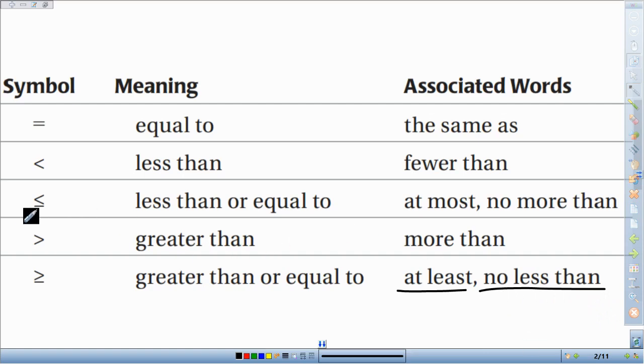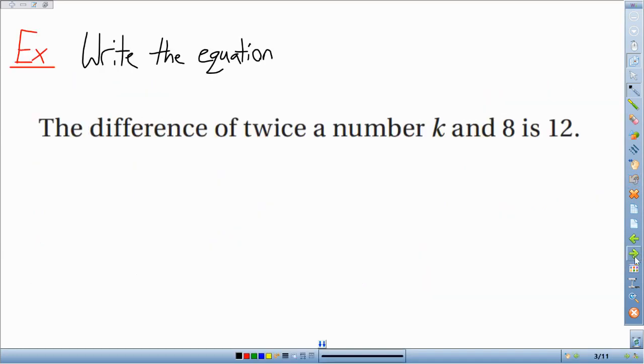Really, those two, less than or equal to and greater than or equal to, when it comes to the associated words, those are kind of the weird ones. So we might need to flip back and remind ourselves when we see these word problems. Okay, so let's go ahead and try one out. So we're going to do an example here. Go ahead and write out the directions, and we will try this one together.